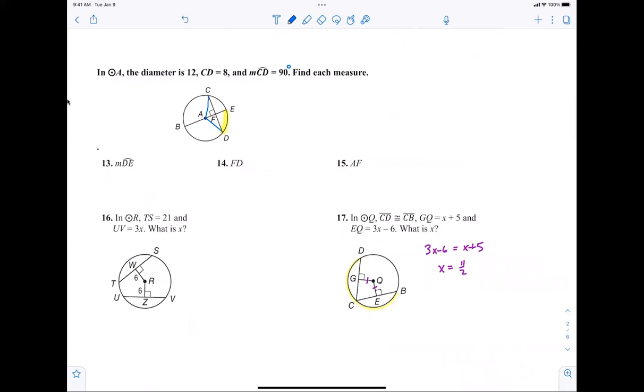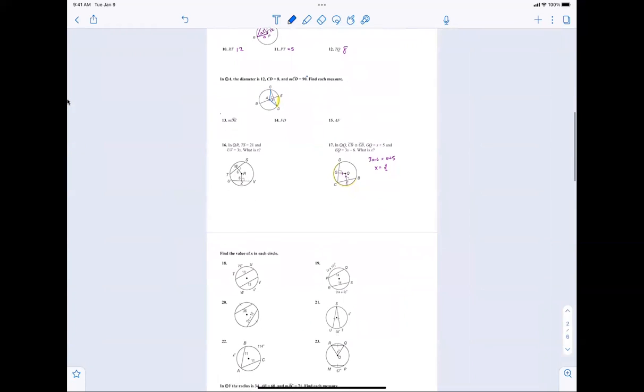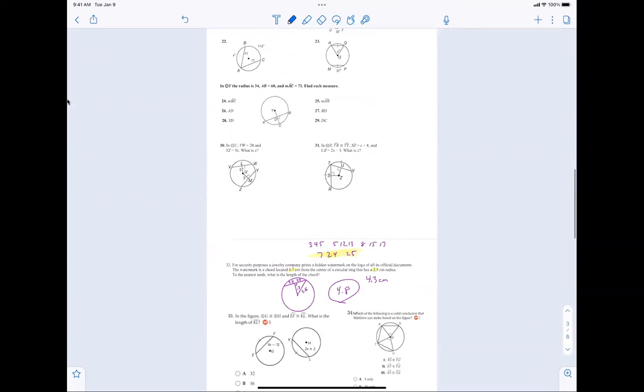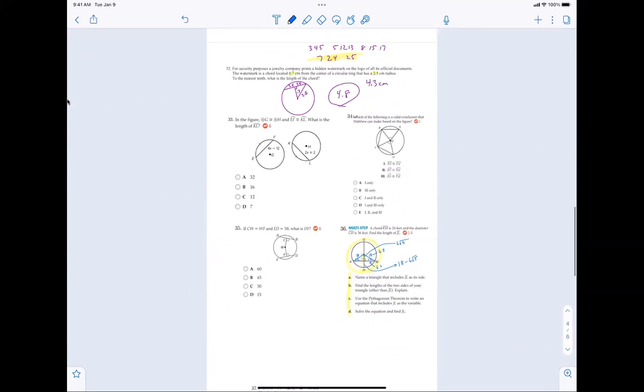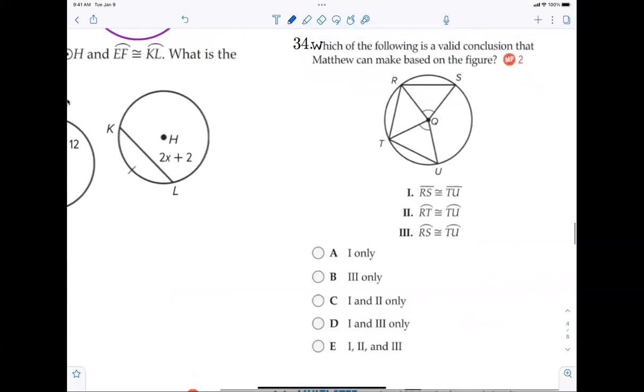Anybody else? Anybody else before I take this up? See how you guys are doing? Oh, Lexi, good for you. 34. Let's take a quick look at 34 and see what's up with that. Yeah, I like all these questions.